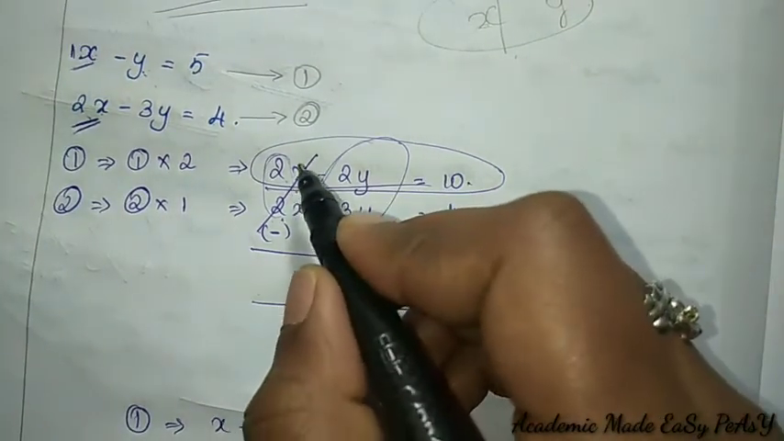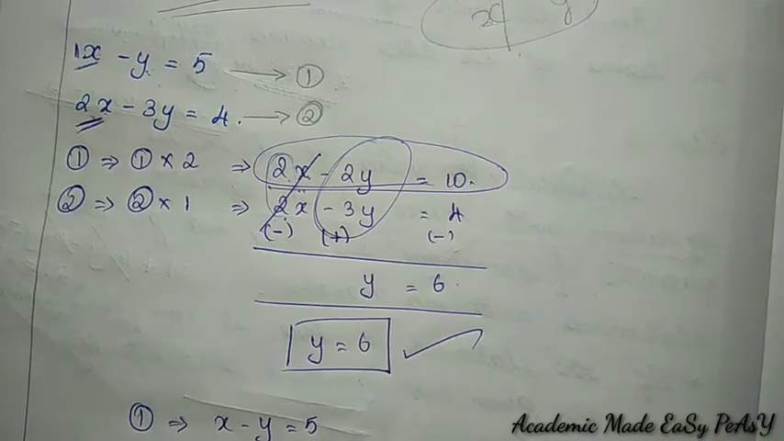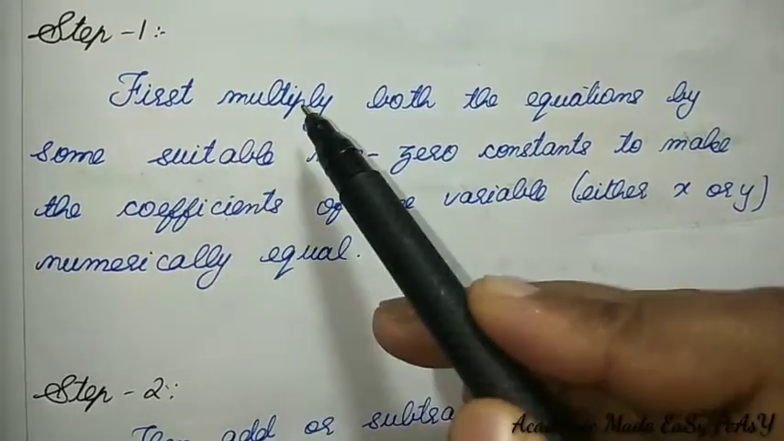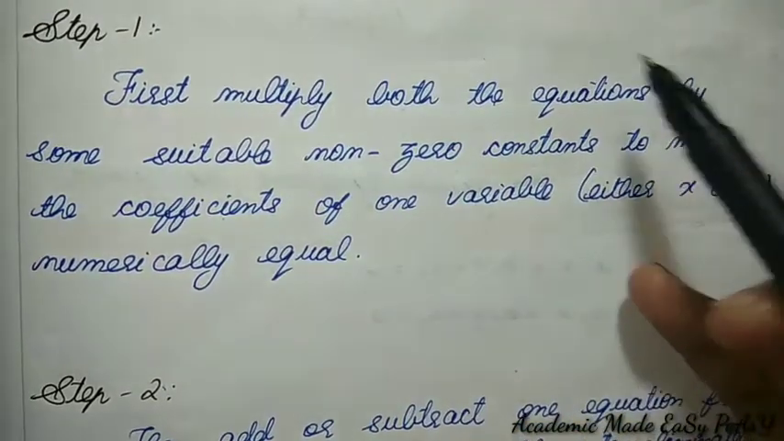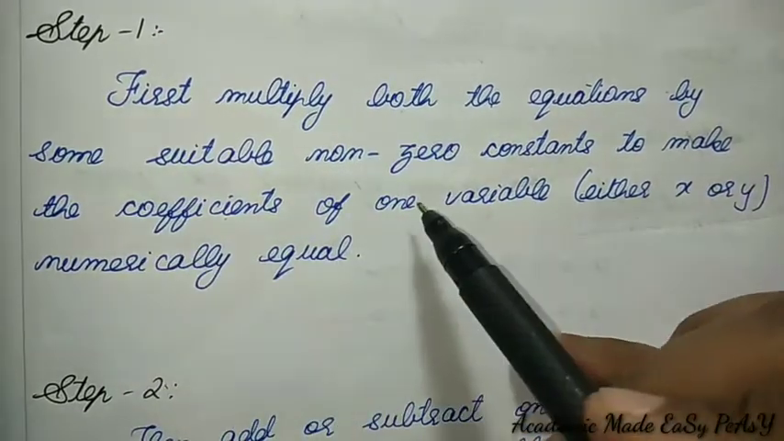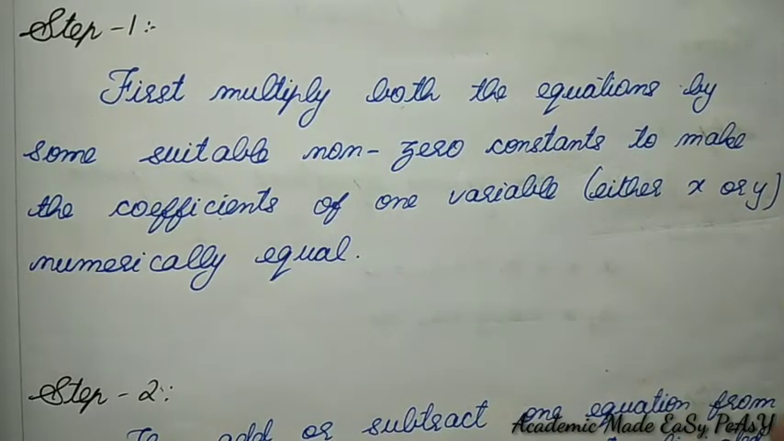So we will be just taking this in order to find the solution. Now let's see the algorithm for this method. Step 1, first multiply both the equations by some suitable non-zero constant to make the coefficient of one variable, either x or y, numerically equal. That's what we did, no?